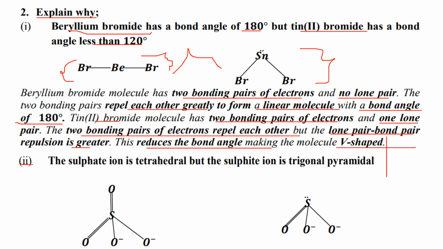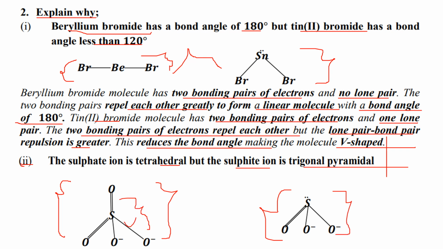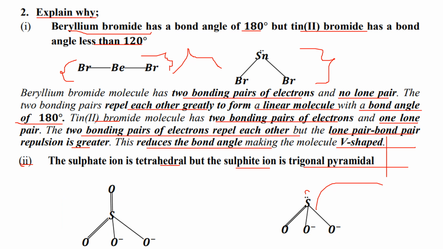So look at Roman number 2, explaining Roman number 2: the sulfate ion is tetrahedral, but the sulfite ion is trigonal pyramidal. So we start by drawing the respective structures of each. So this is the structure for the sulfate ion, and this is the structure for the sulfite ion. Under these structures, you can see that this one does not have any lone pairs of electrons, and it has 4 bonding pairs of electrons. But the sulfite has 1 lone pair of electrons and 3 bonding pairs of electrons. So you're going to be explaining according to what you're seeing. That's why it's very crucial for you to start by drawing the structures so that you can see what you're going to put into words, or what you're going to be explaining.